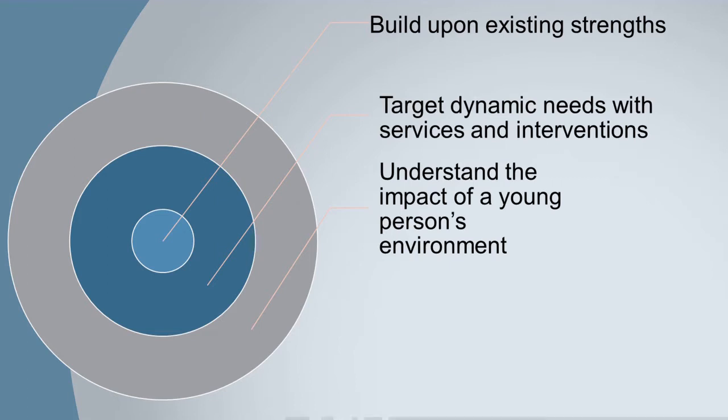Let's look at this a little bit more closely and pull out that key information. So strengths or protective factors decrease the harmful effects of the risk factors present. We can build upon the existing strengths of a young person to mitigate the risks associated with their needs. Now recall that dynamic needs are risk factors that can potentially change with services and interventions. Addressing dynamic needs can reduce the likelihood of juvenile justice system involvement.